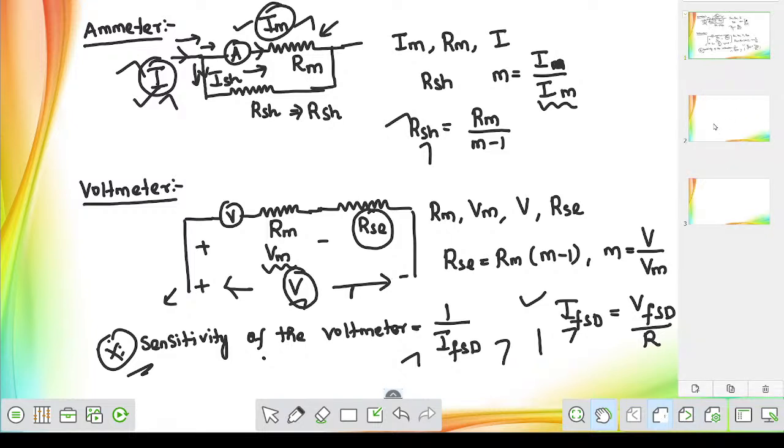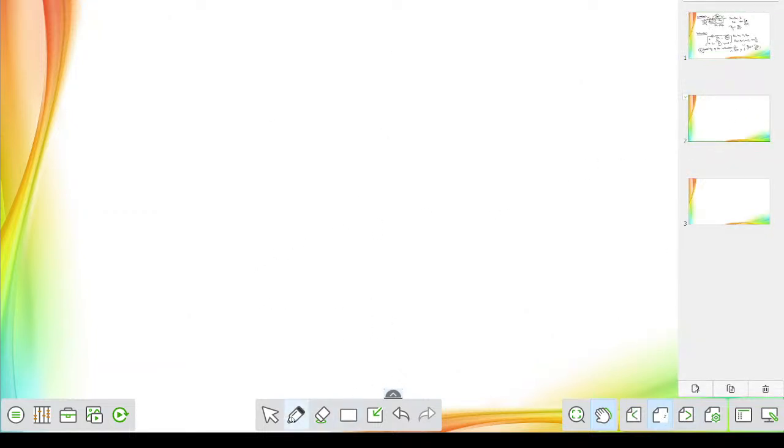Now the next thing is, till now with the help of the equipment we have seen, we can measure voltage and current. Now the next task is, sir, how should we measure the power? What is the formula? Let us discuss power measurement.